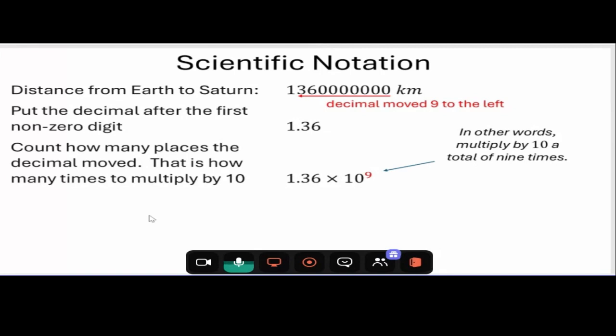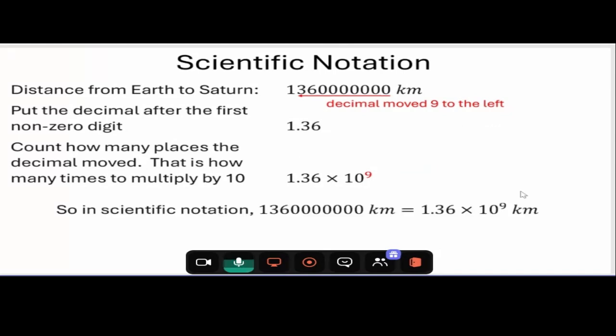Yeah, so what that 10 to the power of 9 says is it's an efficient way of saying multiply by 10 9 times. So the distance to Saturn is 1.36 times 10 to the power of 9 kilometers, which is better than all those zeros. This one only has seven zeros to add at the end, right? You can imagine when you get into numbers that have 20 or 30 or 50 zeros, you definitely don't want to be writing out those numbers with all the zeros. The scientific notation is a huge time saver.